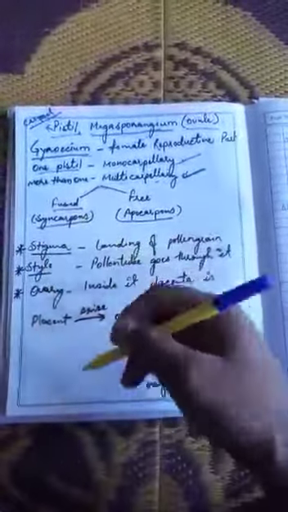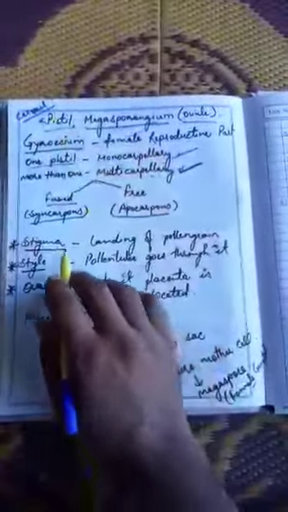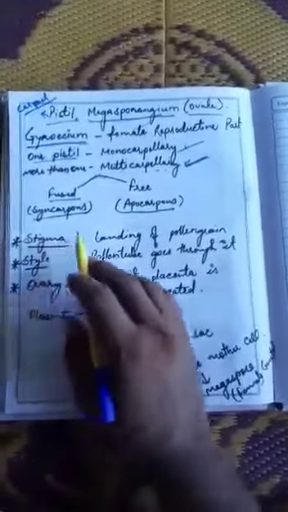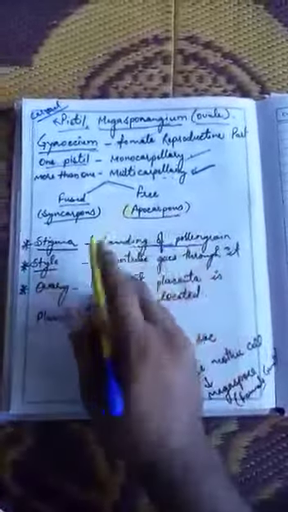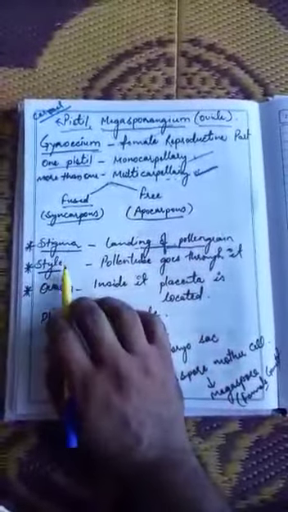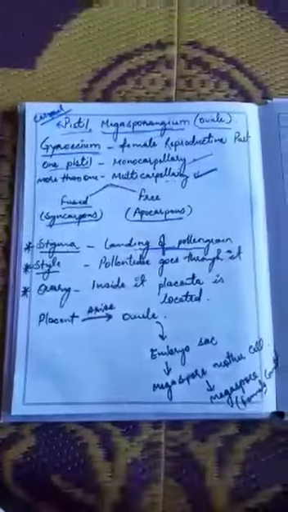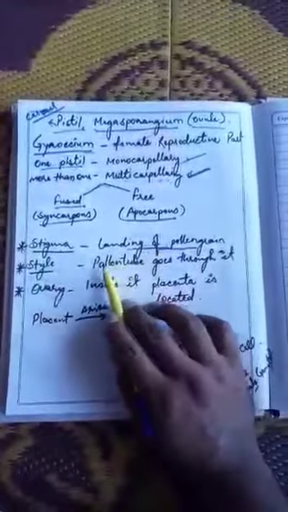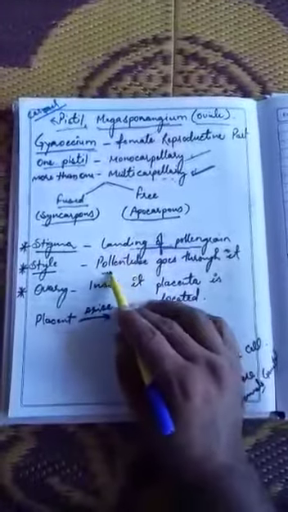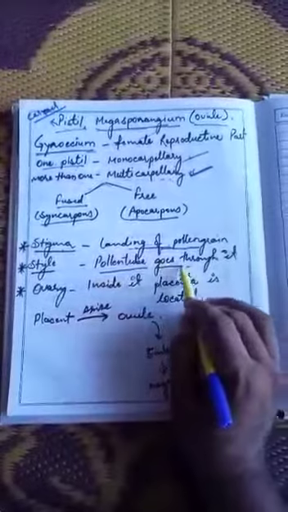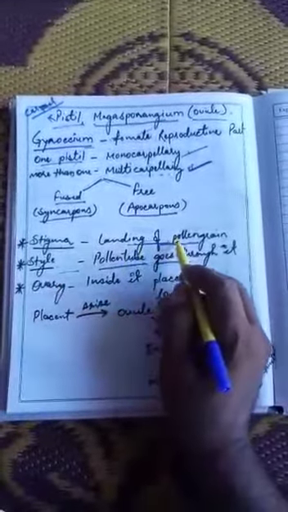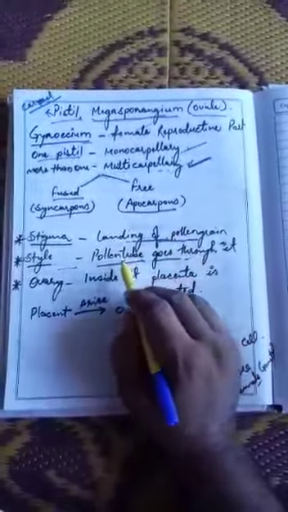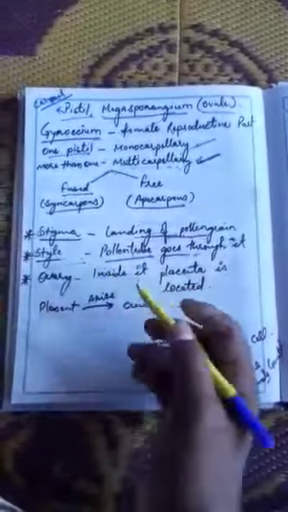Now we are talking about all the parts of one pistil. One pistil contains the stigma. Stigma is the landing place of pollen grains. Pollen grains land on the stigma, number one. Number two is the style, a long cylindrical part of the flower through which the pollen tube goes. That part is known as style. When a pollen grain germinates, it produces a pollen tube and that pollen tube goes through the style. So style is for that.